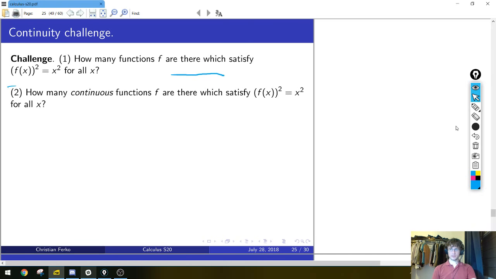So, continuity challenge. This will also test your understanding of the definition of function. So I will ask two questions. One, how many different functions f are there which satisfy f of x quantity squared equals x squared?